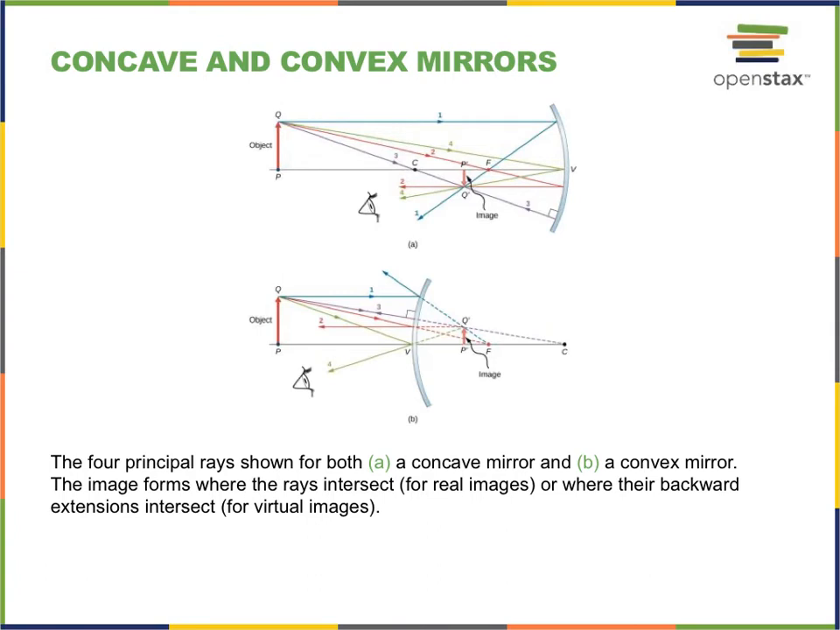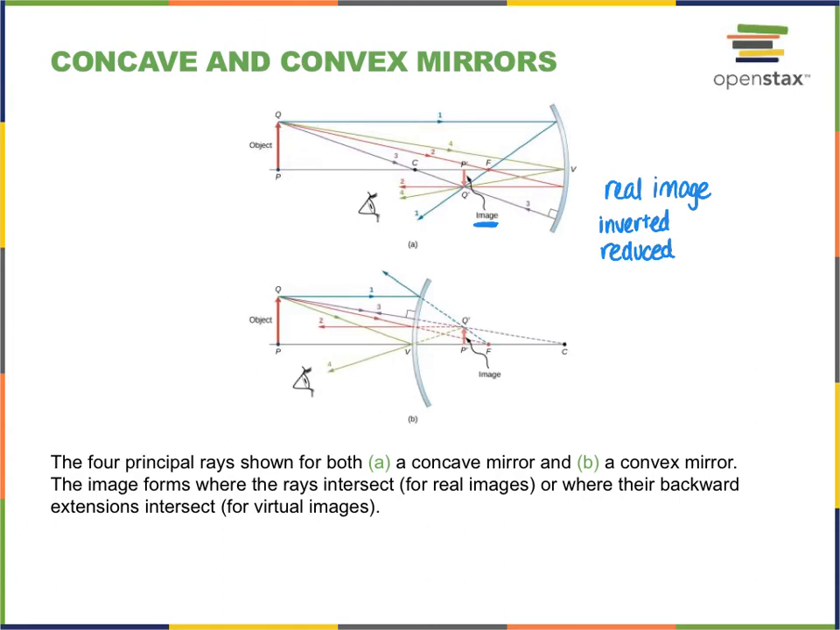Notice here in the top picture we have a concave mirror. Notice that the image is here in front of the mirror, and so that makes it a real image, because the light rays actually converge to form the image. Notice also it's upside down. Usually we say it's inverted. And also it's smaller than the object, so another term that we use is that it's reduced.